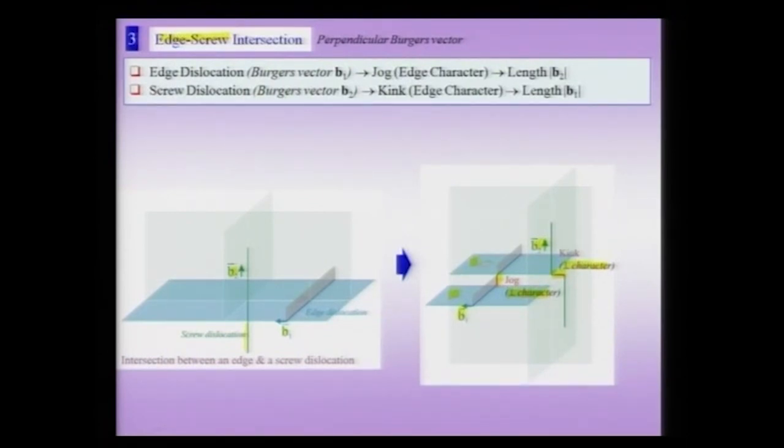Now, to summarize this dislocation reaction, you have one edge and one screw dislocation interacting with each other. The Burgers vectors of these two dislocations are perpendicular to each other. The edge dislocation with Burgers vector B1 develops a jog of edge character, and the length of this jog is B2. The screw dislocation with Burgers vector B2 develops a kink which is of edge character, and the length of this kink is B1.